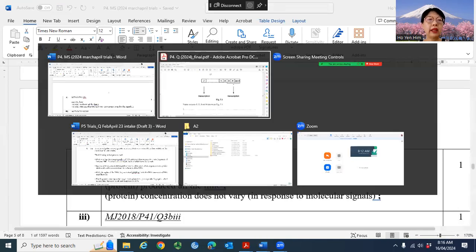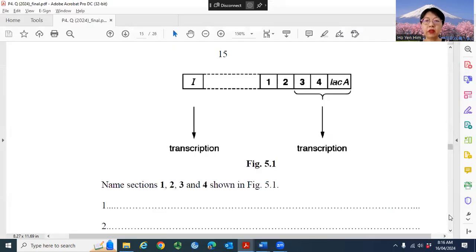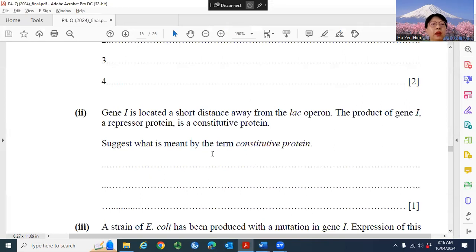Okay, next question, part 2. So they say that gene I is located a short distance away from the lac operon. The product of gene I, which is actually the repressor, right? So the repressor is a constitutive protein. So the question says suggest, which means you have to think. Suggest means whatever you have learned that you can write here. So they say suggest what is meant by the term constitutive protein.